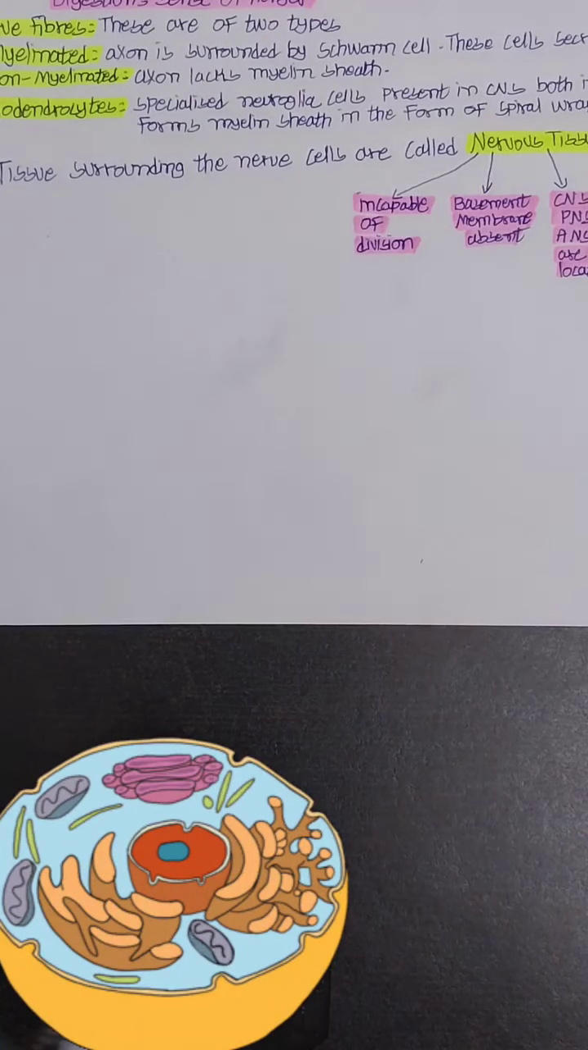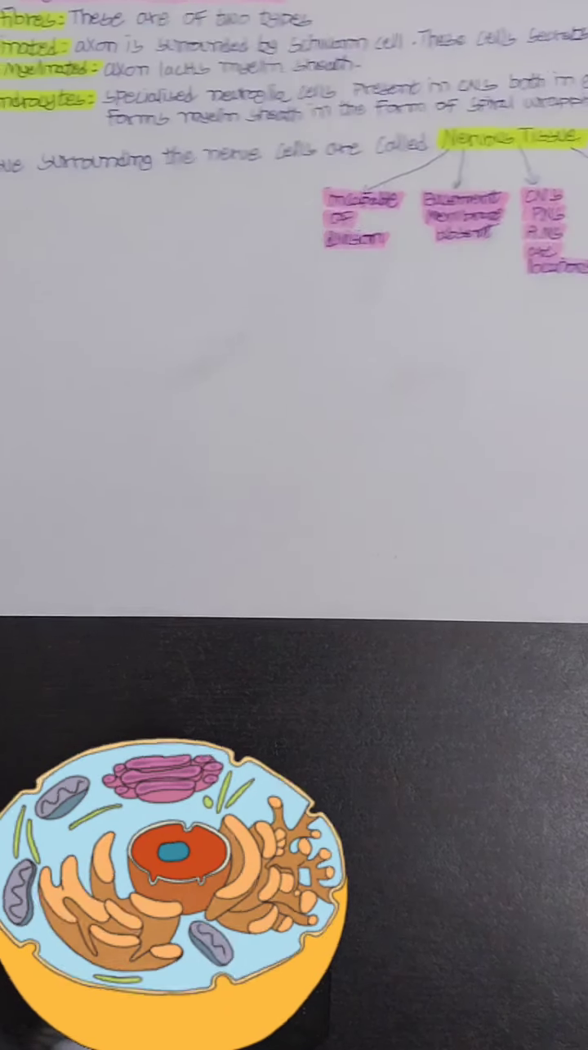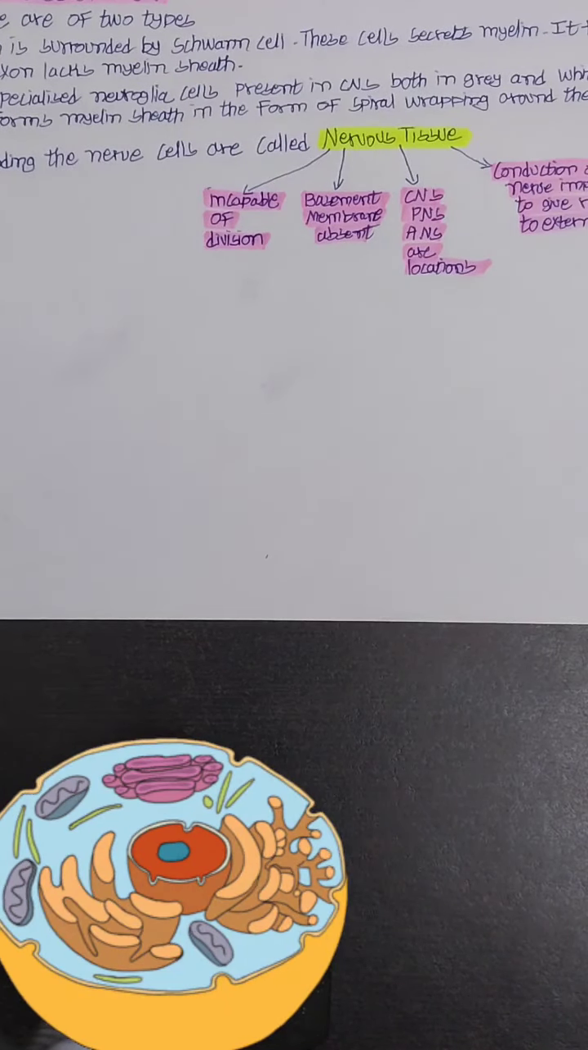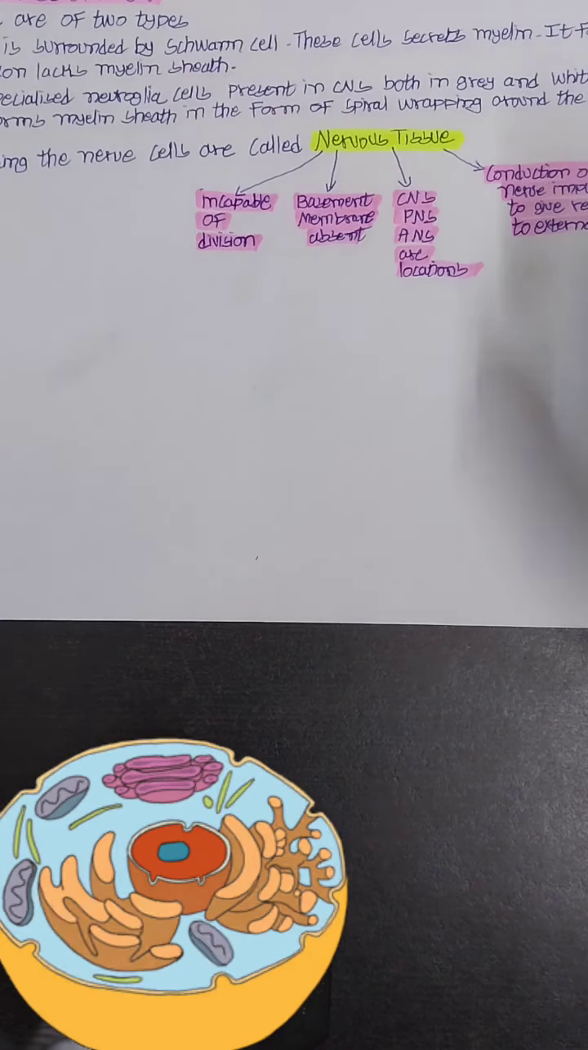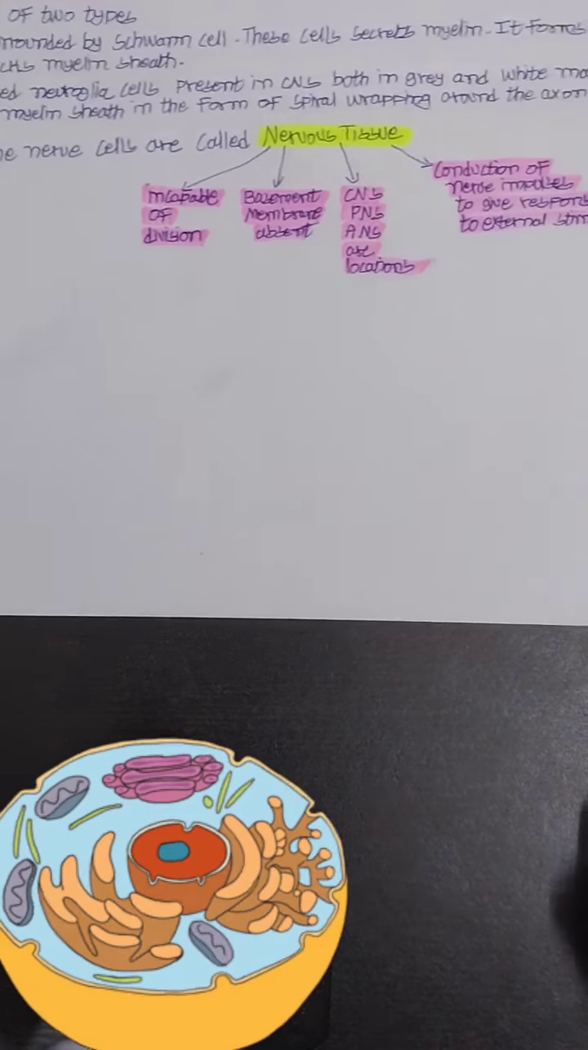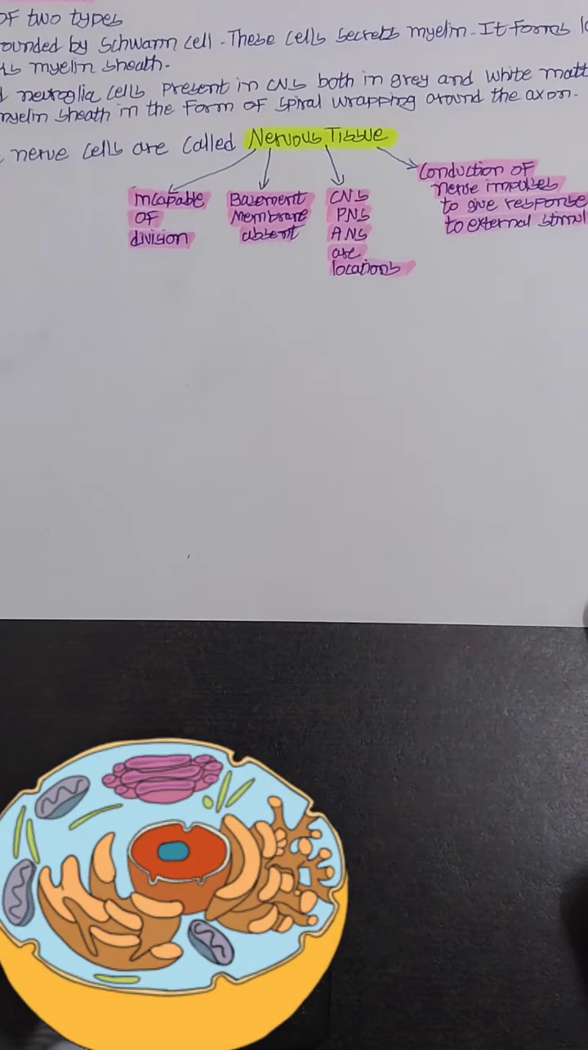So now we will conclude this video by stating that tissues around the nerve cells are called nervous tissues. These nervous tissues are incapable of division. In these, basement membranes are absent. They are present in the CNS, PNS, ANS. And nervous tissues act as conductors of nerve impulses to give response to external stimuli.